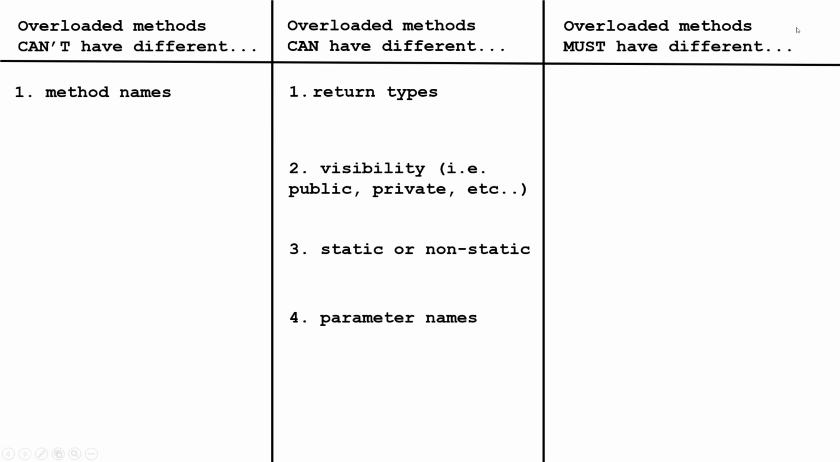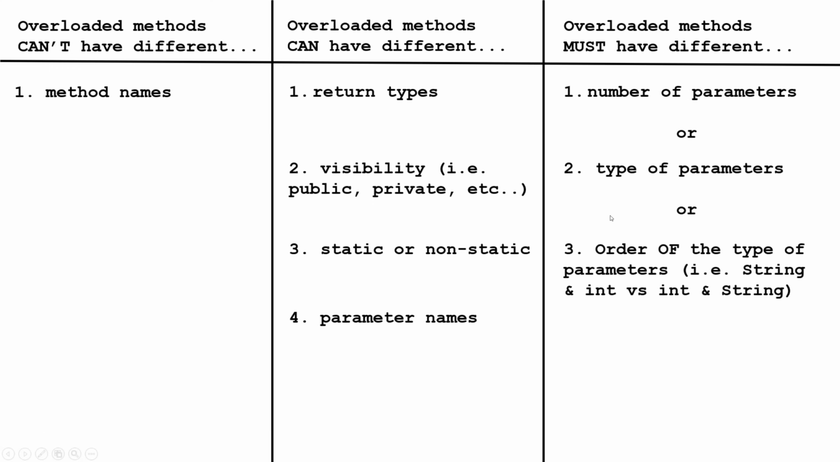The Java compiler needs to know which method is being called, so one of the three things must be different. First, the number of parameters, or the type of parameters, or the order of the type of parameters. For example, one method could have a string followed by an int, the other could have an int followed by a string.